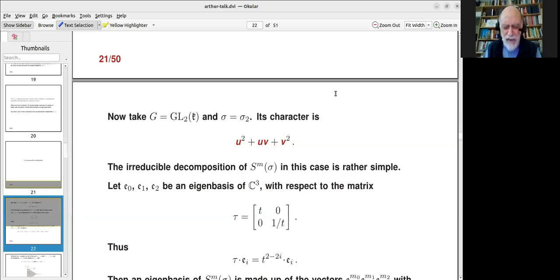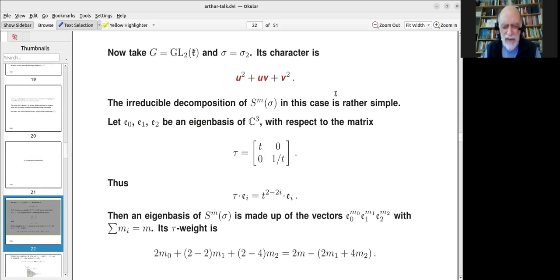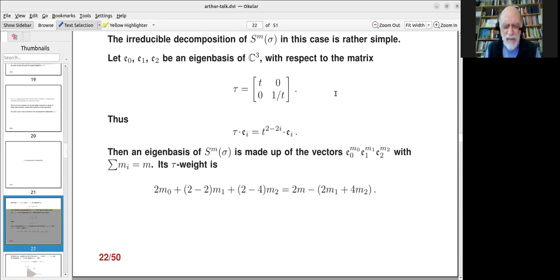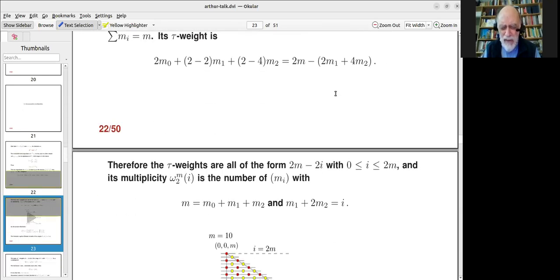And in this case, the irreducible decomposition of the symmetric algebra is rather simple. Pick a basis of C3, an eigenbasis with respect to the matrix diag(t, 1/t). And then tau times e_i is t to the 2 minus 2i. It turns out that there's an obvious way to parameterize the weights, which is not usual in representation theory, but in this case it turns out to be absolutely essential. And then you get an eigenbasis for the symmetric algebra S^m of sigma, made up of products of e_0, e_1, and e_2, where the sum of the exponents is m, and you can calculate its tau weight, that is to say, the weight with respect to the element tau, as 2m minus 2m_1 plus 4m_2. So it's 2m minus 2i, where i is equal to m_1 plus m_2.